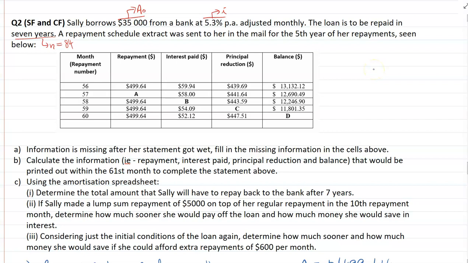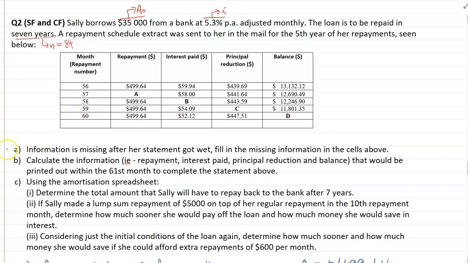Alright, let's move on to question 2. This is a combination of simple familiar and complex familiar parts. We have Sally who's borrowed $35,000 from a bank at 5.3% per annum adjusted monthly. The loan's to be repaid in 7 years, and it looks like we've got a repayment schedule extract here with information missing in it. Now this is from her 5th year of repayment, so you can see that it started off at repayment number 56 and finishes on 60th.